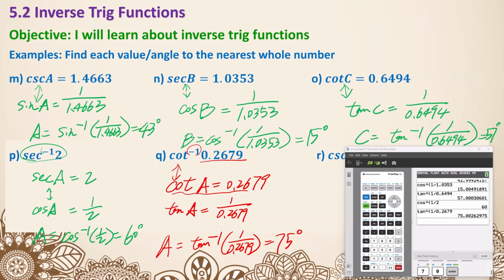Last one. This means cosecant of an angle is 1.4142. That means sine A is going to be 1 over 1.4142. So I can find angle A being inverse sine of 1 over 1.4142. Let's find it: inverse sine of 1 divided by 1.4142. And that is 45 degrees. So M through R is a bit tricky. Make sure you understand how these work.